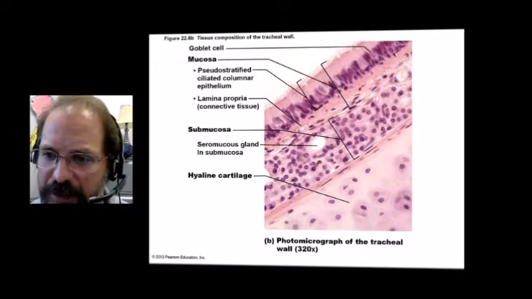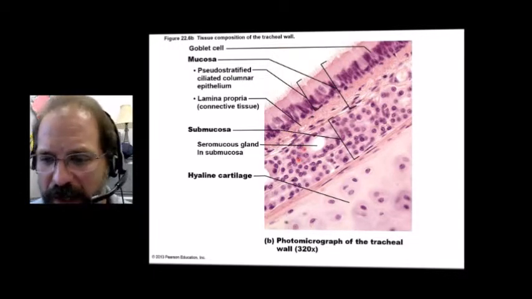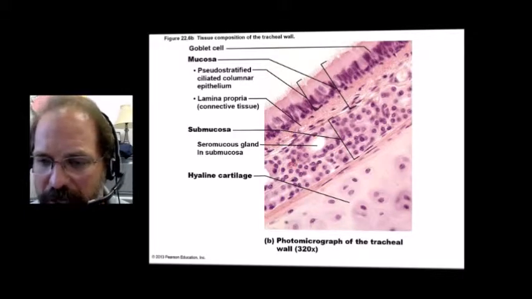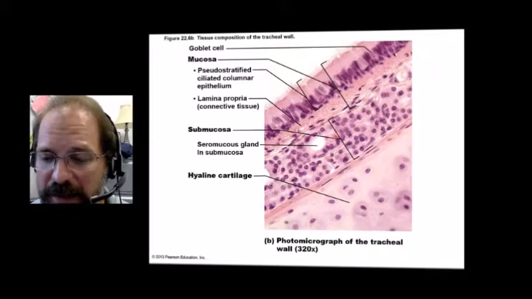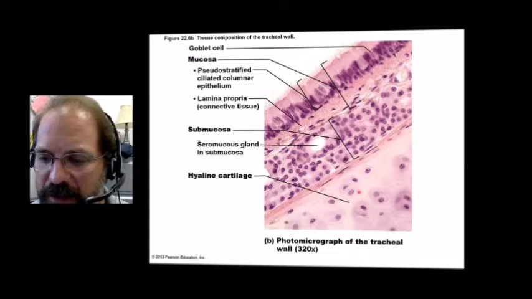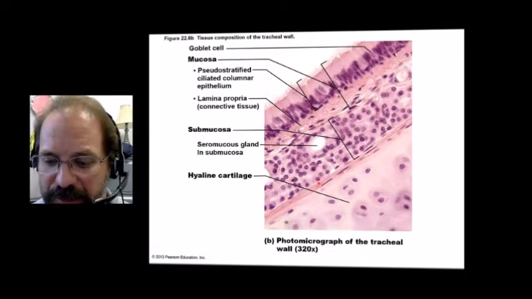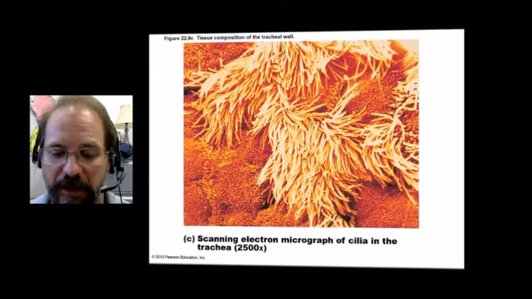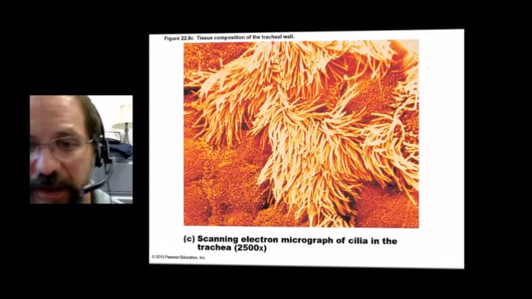This little bit of connective tissue, and then beneath that we find some cuboidal epithelium arranged in either stratified or simple layers, which make up our seromucosal glands, and that's what we're looking at right here. And we go down below that and we'll find a perichondrium and then hyaline cartilage. There's an electron micrograph showing you the tufts of cilia.